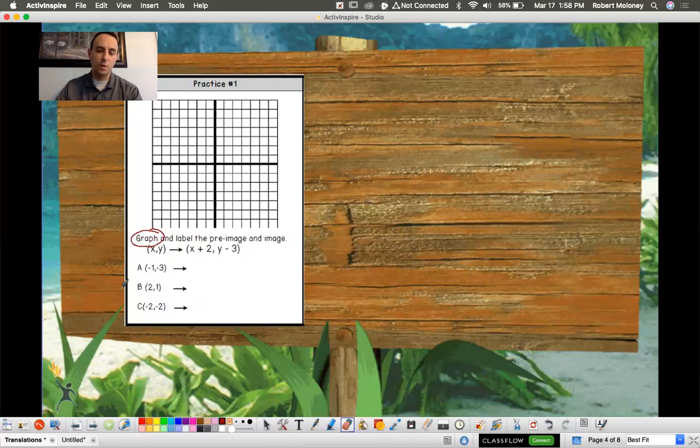I got 3 points, so what kind of shape am I going to get no matter what? You're gonna get a triangle. Yeah, so -1 over, up 3. So here's my first point. That's A. Then I go 2 to the right, up 1. That's B. And C is -2.